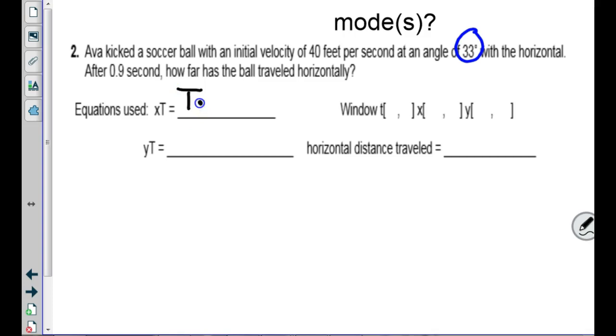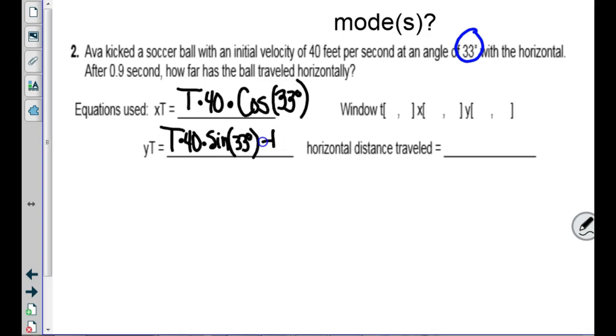T, V sub 0. What is V sub 0 here? Which is 40, okay, times cosine of the angle, which in this case is 33 degrees. And then the equation for y is the same, but with sine. And then it's minus 16t squared, and there's no initial height.